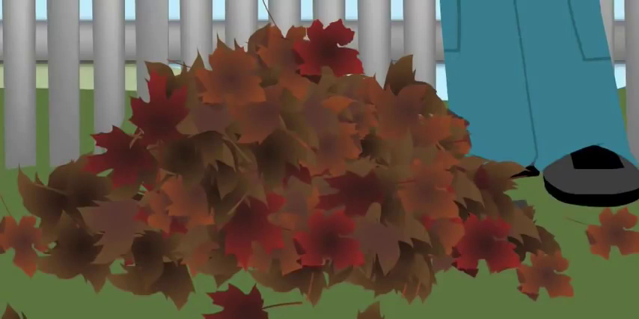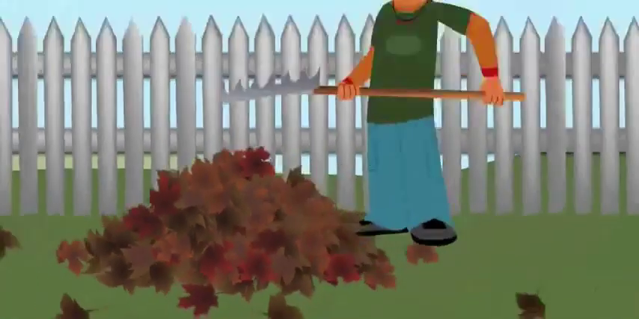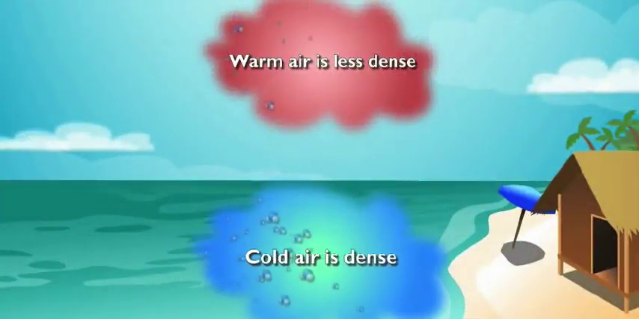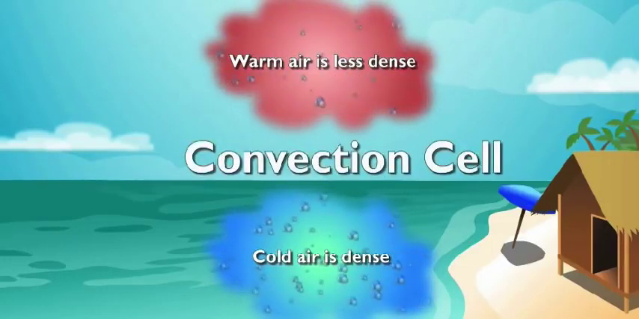Hey, it's like the leaves we picked up. When they're together, they're heavy and hard to lift. But scattered around, they're lighter. Yeah. So it makes sense that dense air sinks and less dense air rises. The pattern of rising and falling air is called a convection cell.